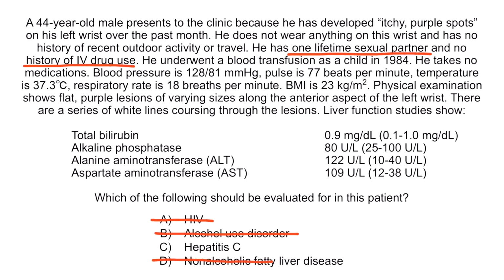Finally, answer choice D is incorrect. It's unlikely that a patient with a BMI of 23 would have non-alcoholic fatty liver disease, given its association with metabolic syndrome and elevated BMIs. Additionally, this is not a traditional risk factor for lichen planus. So again, the correct answer is C, hepatitis C. And that concludes this section.